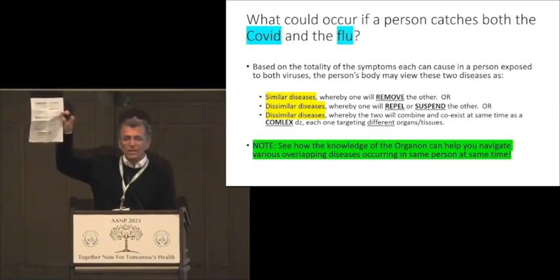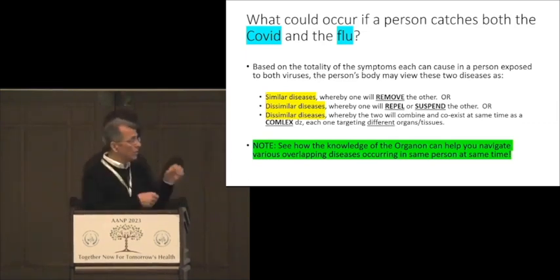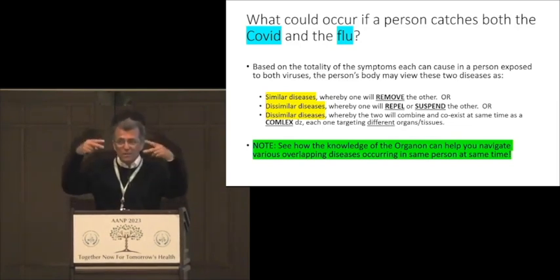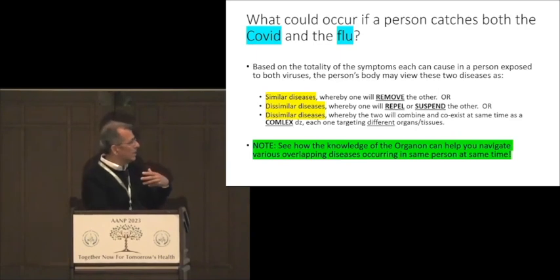So you can apply that summary to all kinds of diseases potentially overlapping. What happens, and this is really important, when two overlapping diseases affect the person at the same time? It depends on whether the person's body perceives these two invading organisms, diseases, as similar versus dissimilar. So you can't really predict it, it just depends on how their body reacts.